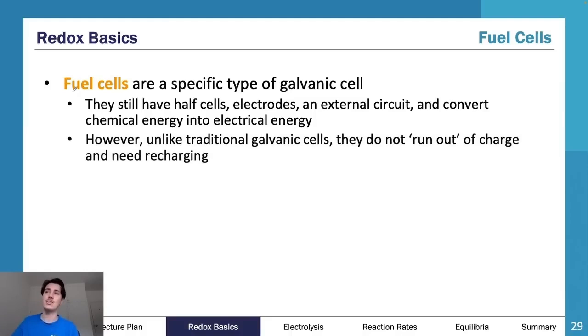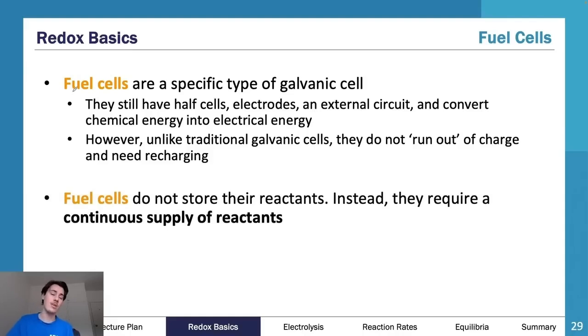However, unlike traditional galvanic cells, you do not run out of charge. They do not need to be recharged. They need to have a constant, continuous supply of reactants. They must always have reactants going in. As soon as reactants stop going in, the fuel cell falls apart and stops working.